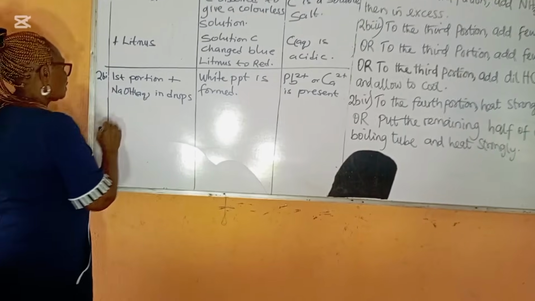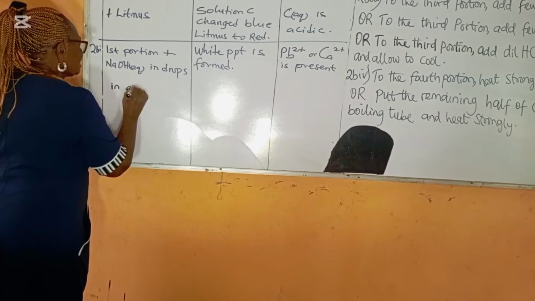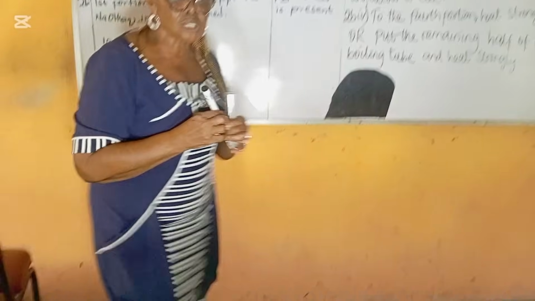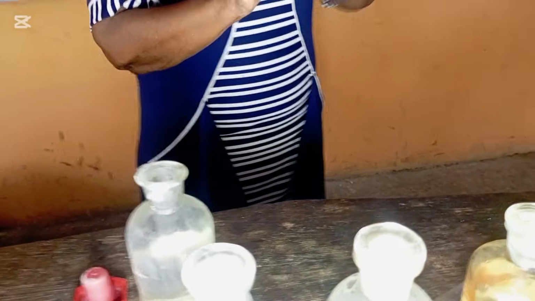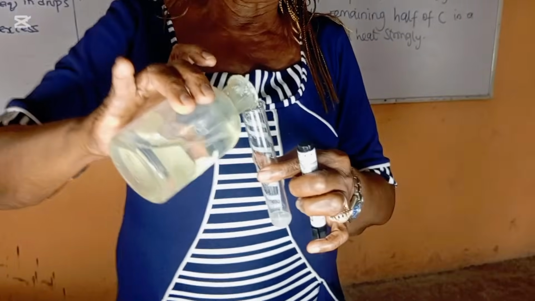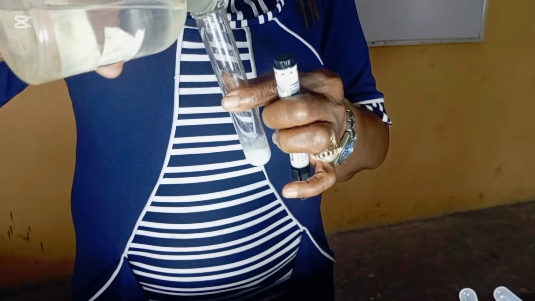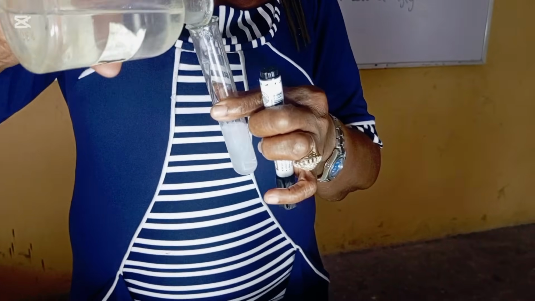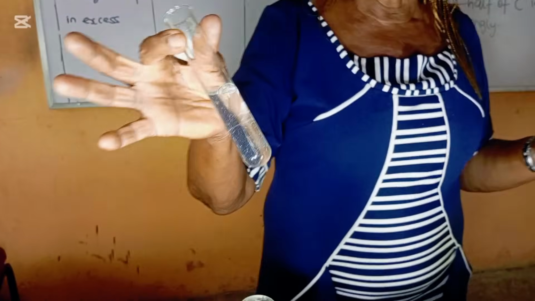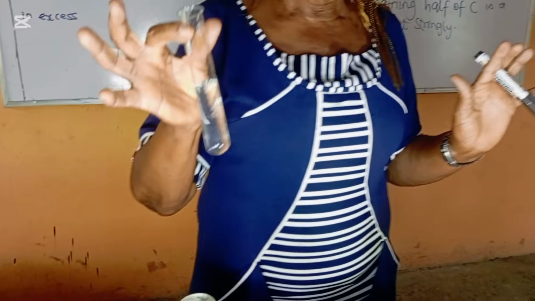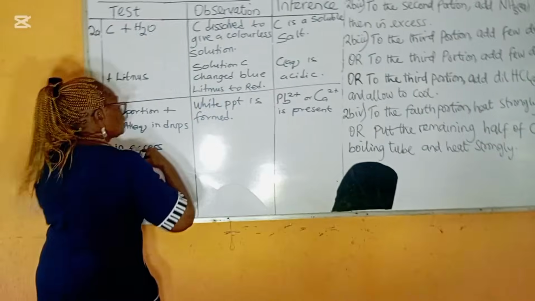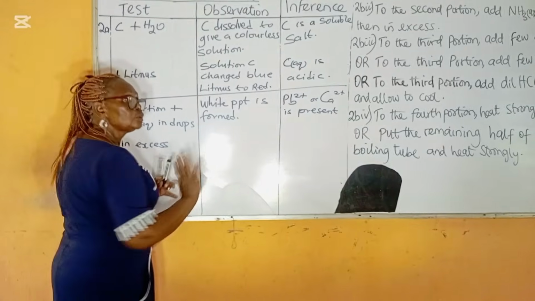Then we are not done with the number. We are now going to add in excess. So you add in excess. Excess in what? The white PPT that you have already formed. So it asks you now to add in excess. When you now add in excess, you notice that the white PPT will do what? Dissolve. It has disappeared. It's no longer there. It dissolves, okay? So you now say, don't say soluble. If you say soluble, no score.